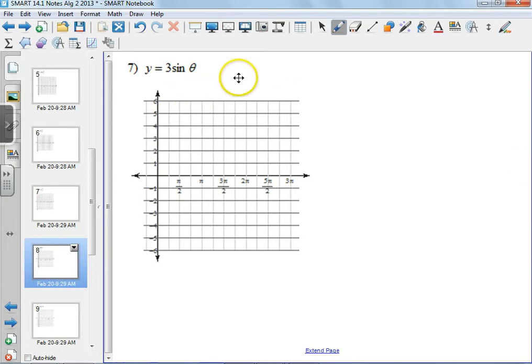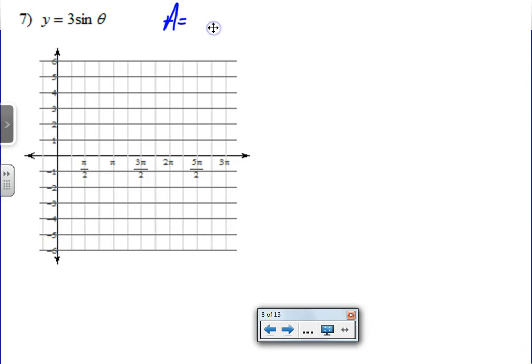Three sine theta. So tell me about my amplitude. 3. So at 3, we're going to mark off an upper and lower line at 3. And sine, does that start at the middle line or the upper line for sine? Sine starts at the middle.